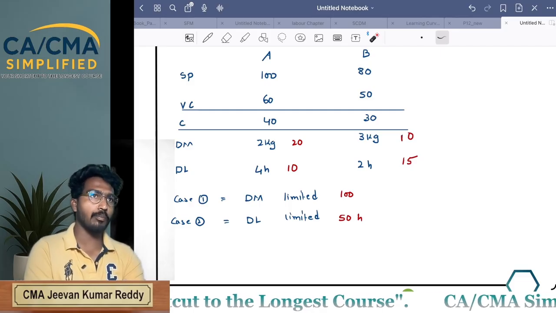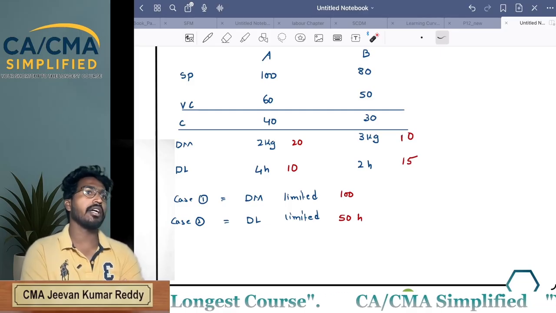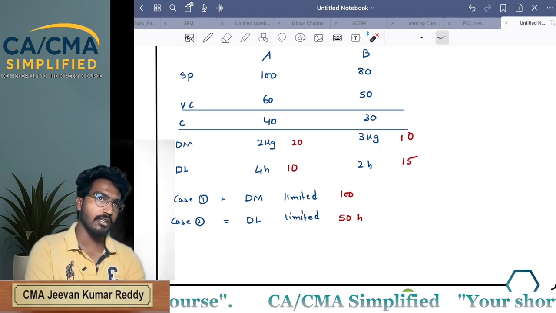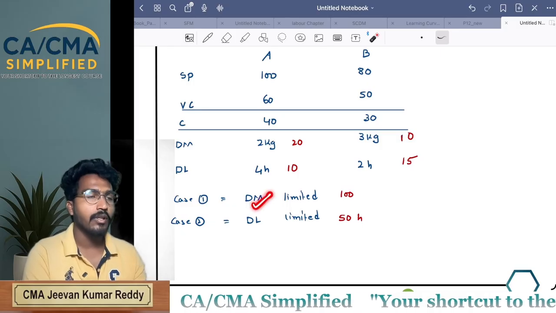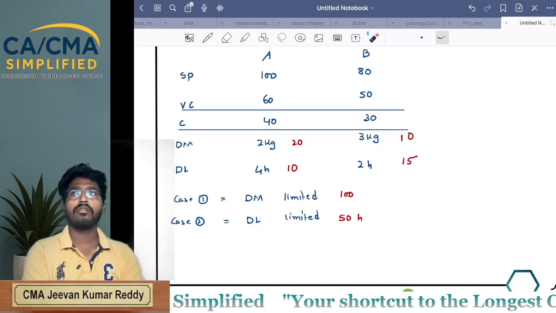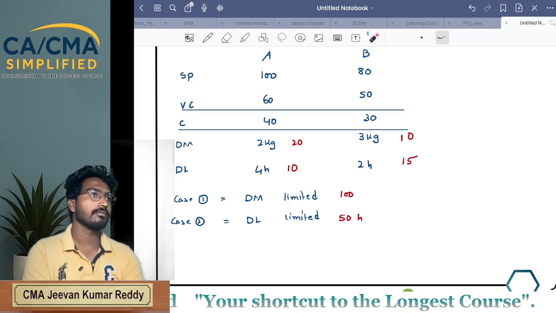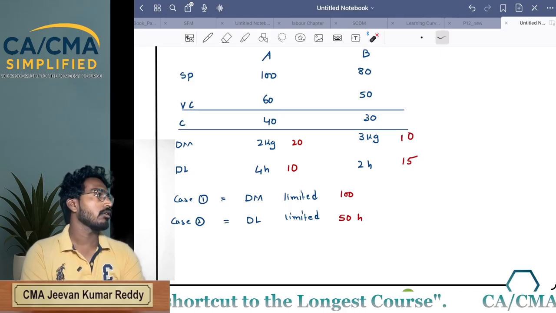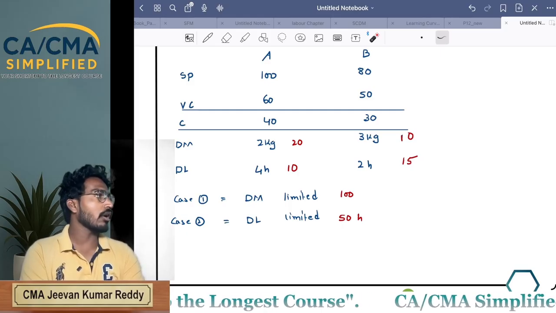Till now we solved the problem using which techniques? Marginal costing techniques, and that too key factor analysis. By using key factor analysis in marginal costing, we solved till now. Now my question is, both direct material as well as direct labor are limited. Which product do you produce now? You can't say directly. By using marginal costing techniques, you can't solve it.